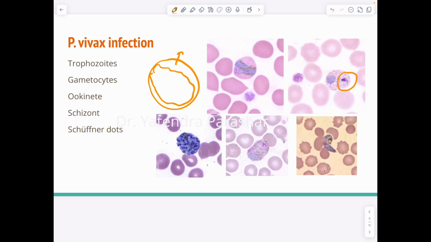As the parasite matures, developing schizonts with 12 to 24 merozoites and round to oval gametocytes are commonly seen. This is the schizont stage. In this schizont, there are 12 to 24 merozoites, and here these are the gametocytes.